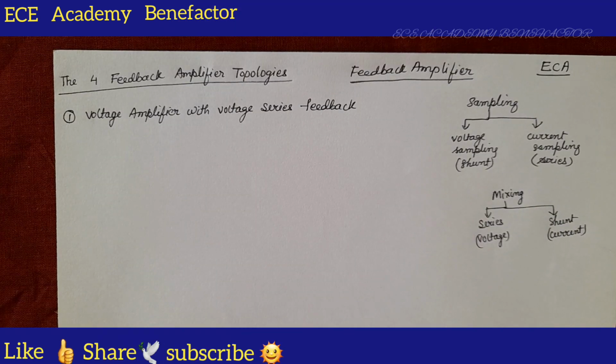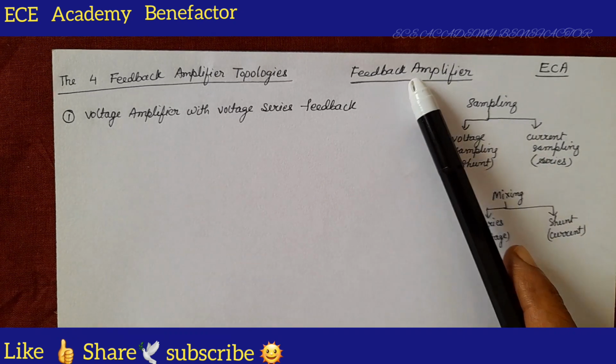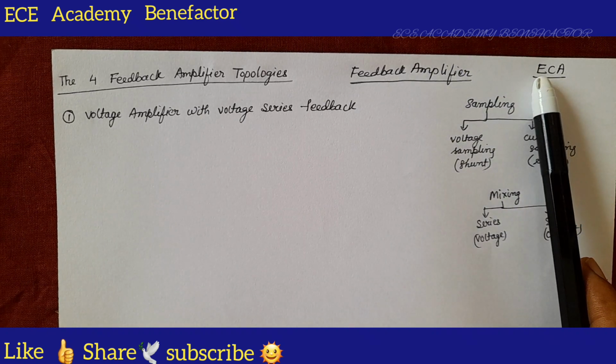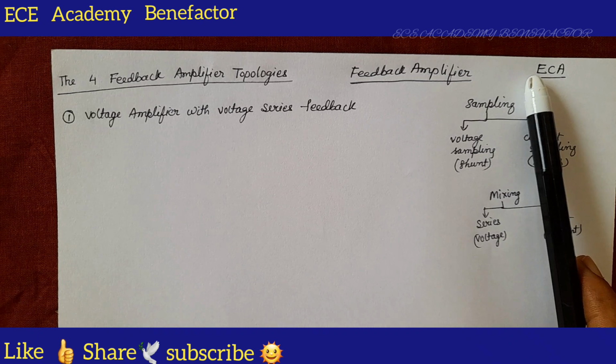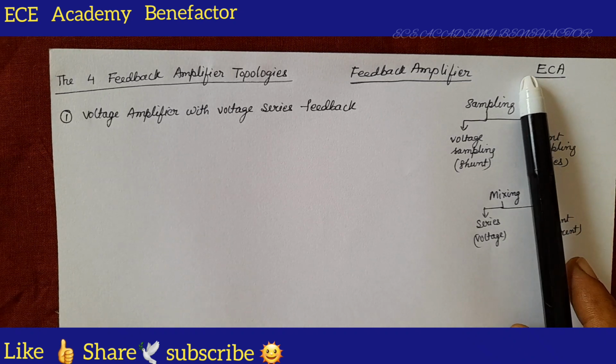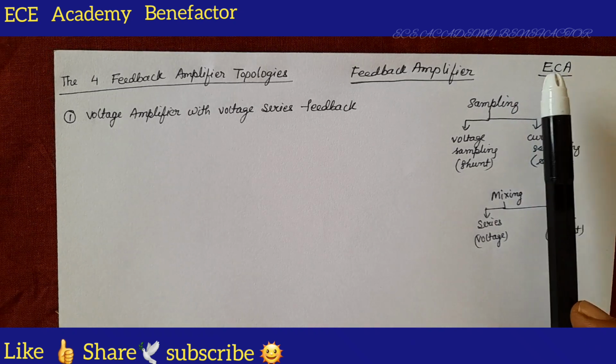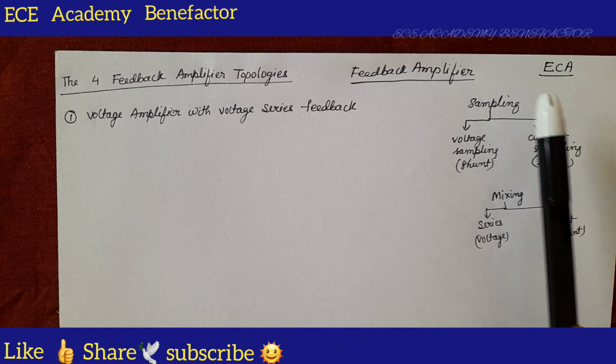In this class we will be seeing how to draw the 4 feedback amplifier topologies. This topic is from the feedback amplifier unit. The subject name is ECA. To draw the feedback amplifier topologies, we must have an idea about sampling and mixing. As you know, in our previous video we have seen about sampling and mixing.